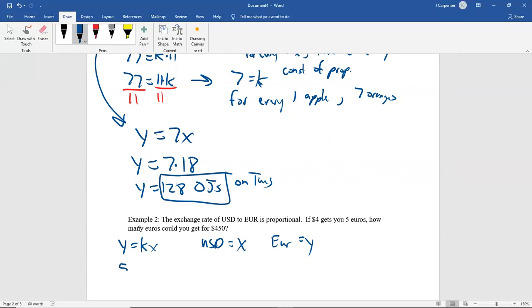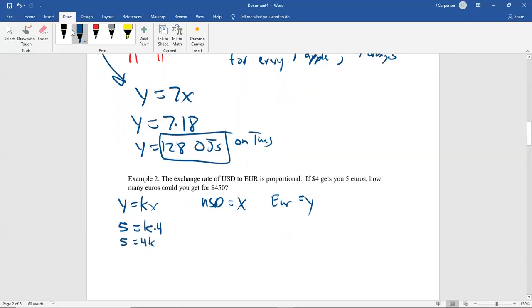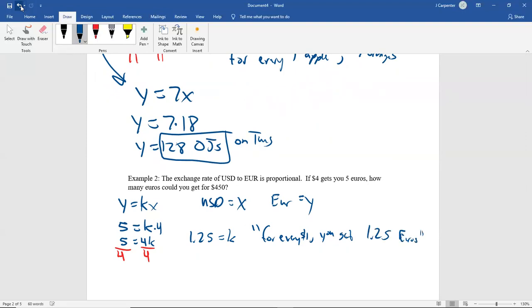So when I plug in the 4 and the 5 for the first scenario, the 4 is the x, the 5 is the y. So we get 5 equals k times 4, which is the same thing as 5 equals 4 times k. To solve that, be careful. Pay attention, divide both sides by 4, and 5/4 is 1.25. So 1.25 is equal to k. So that says for every $1, you get 1.25 euros.